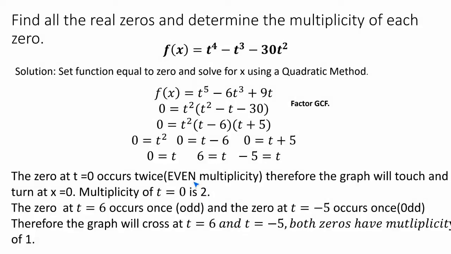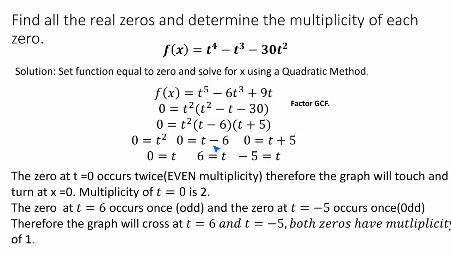So we can set each factor equal to 0, as we have here, and then solve for each of those factors. For 0 equals t squared, we can take the square root, giving us t equals 0. For t minus 6, if we add 6, we get t equals 6. And for t plus 5, we get t equals negative 5. The question wants to know the multiplicity of each zero. Multiplicity, remember, just means how many times a zero appears.